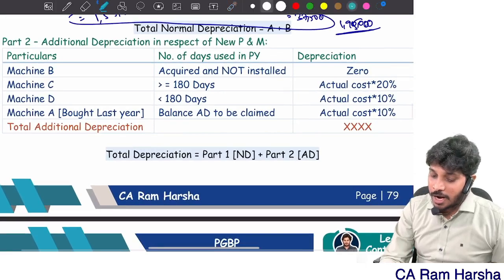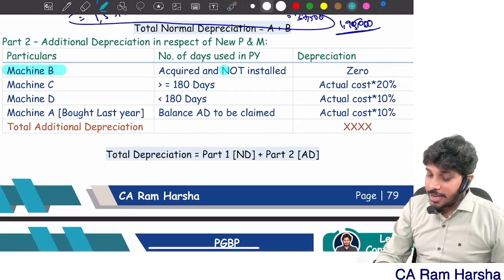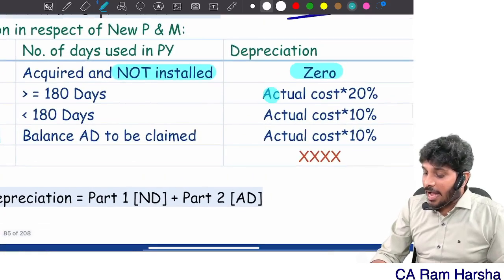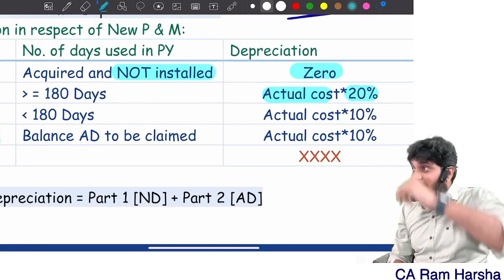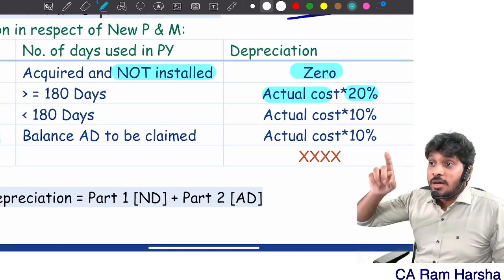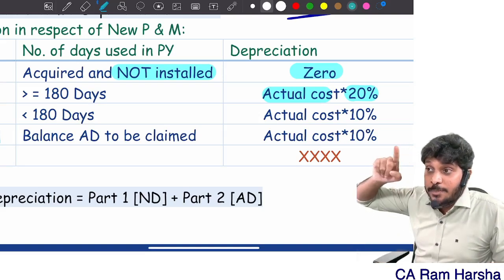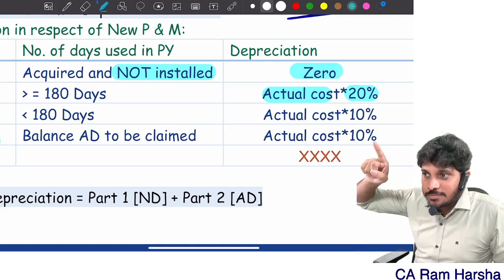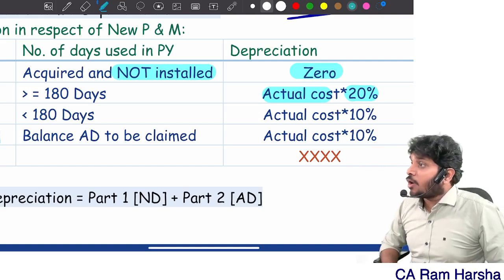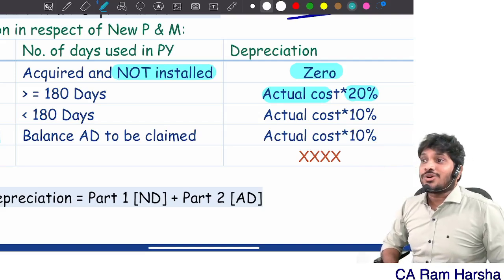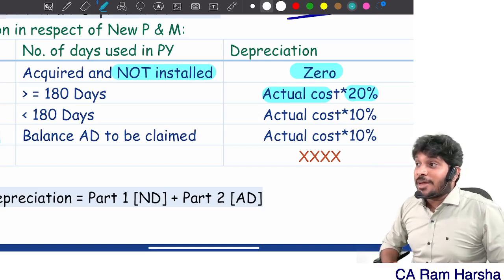For additional depreciation, what is the format? You see, additional depreciation, machinery B, acquired but not installed. What is the depreciation? 0. Machinery C, additional depreciation is actual cost into 20. Remember, additional depreciation is a percentage, a proportion of actual cost. Additional depreciation rate you apply on actual cost, whereas normal depreciation you apply on written down value.